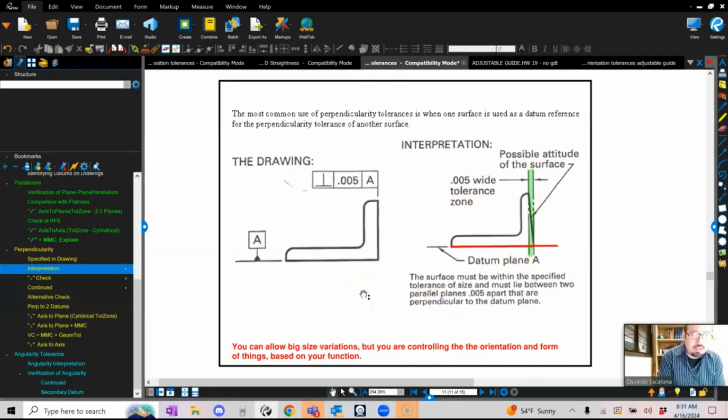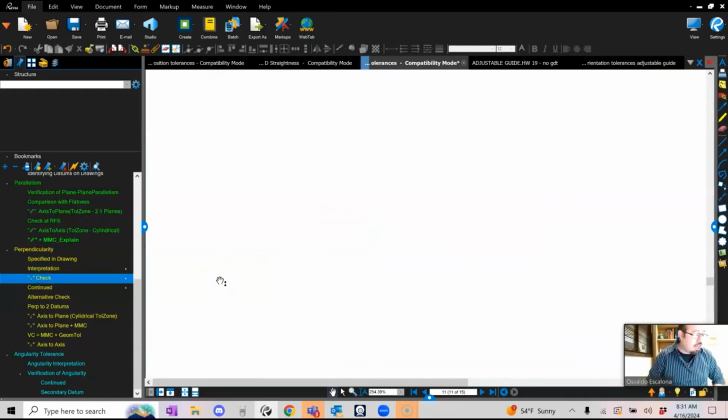The surface must be within the specified tolerance of size and must lie between two parallel planes 0.005 apart that are perpendicular to the datum plane. You can allow big size variations, but you are controlling the orientation and form of things based on your function. Yeah. How can you check a perpendicularity?